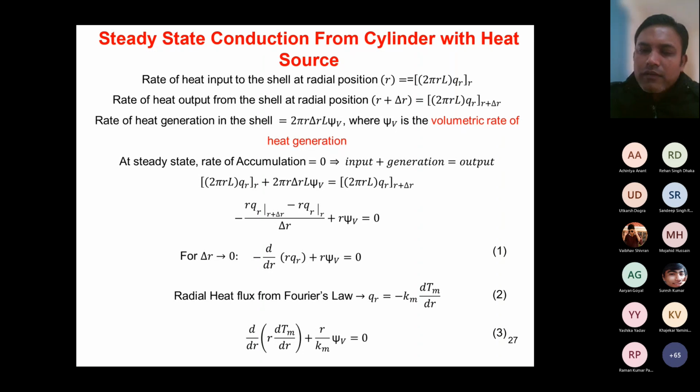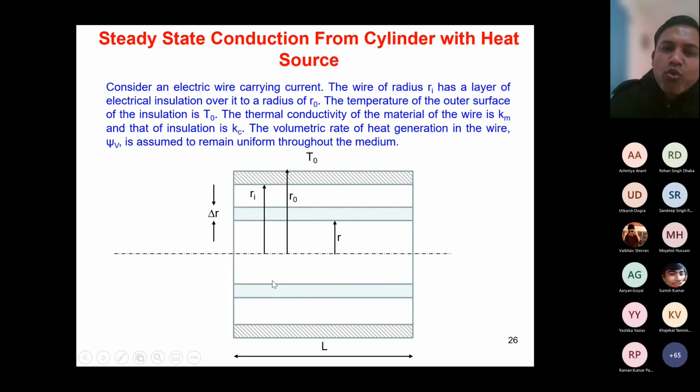Yes, sir. Now, so far we have done the shell balance only in this metal wire. This is the metal wire. Remember, up to R_i there is a metal, isn't it? From 0 to R_i, it's a metal, and from R_i to R_0, it's an insulation. Correct.